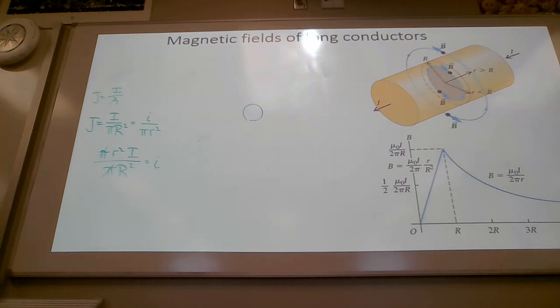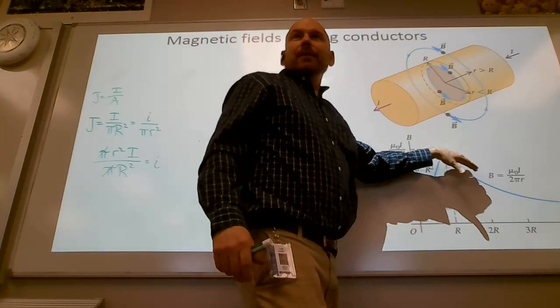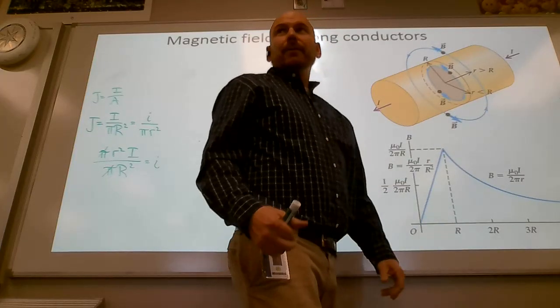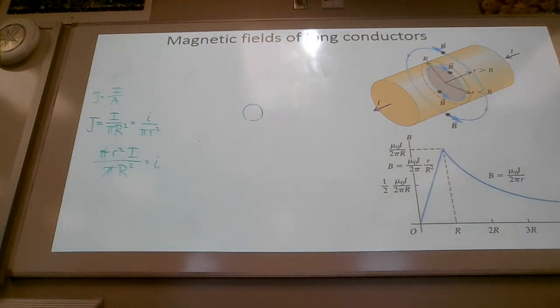So, here's what we can do with that. We've got a wire that has uniform current density throughout it. We can figure out the current outside of the wire, but also inside, just like finding the charge on an insulator that has uniform charge density throughout its volume.